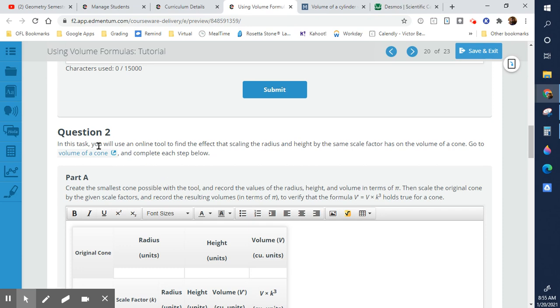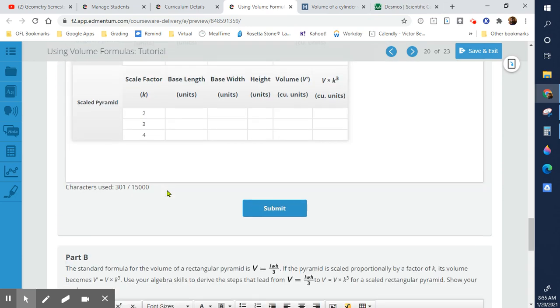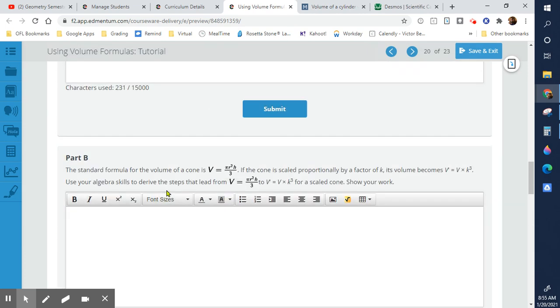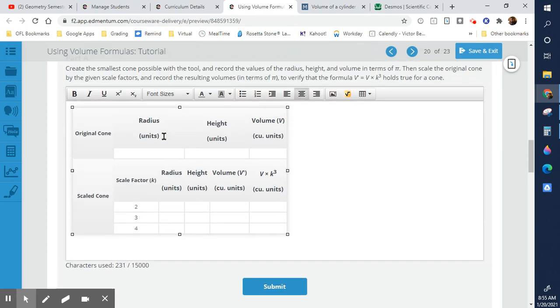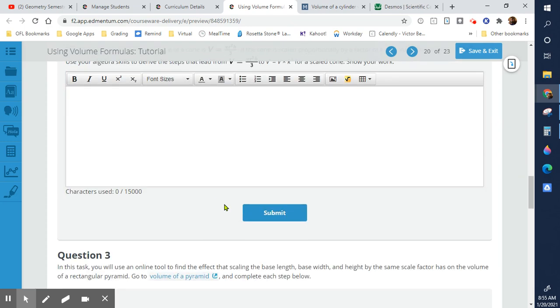So in this next one, we're going to do it with a cone. And we're going to do the exact same thing for all of these. So I'm not going to go through how to type these in. You should know how to do it. You're going to make the smallest cone possible.